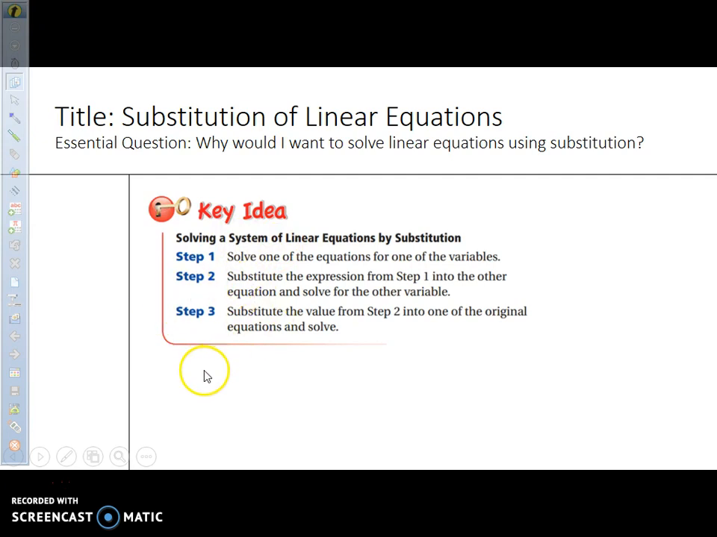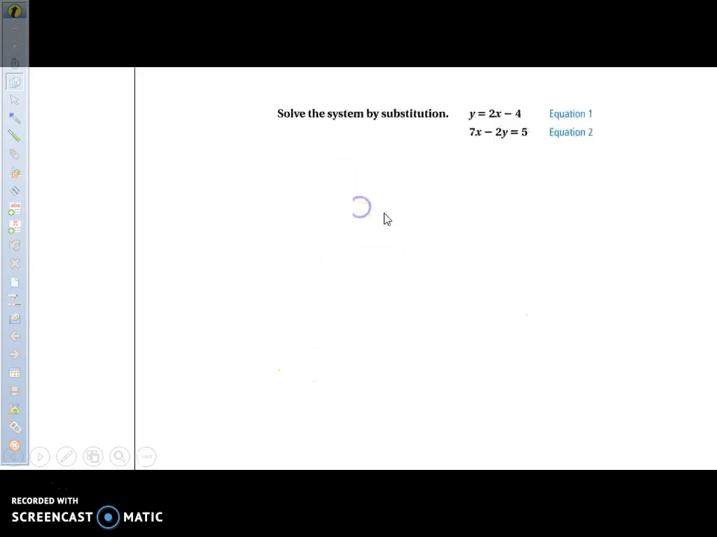There's only 3 steps involved, okay? Solve one of them for x or y, substitute that into the other equation, and then solve for the remaining variable. So let's just go ahead and get started with 4 examples.